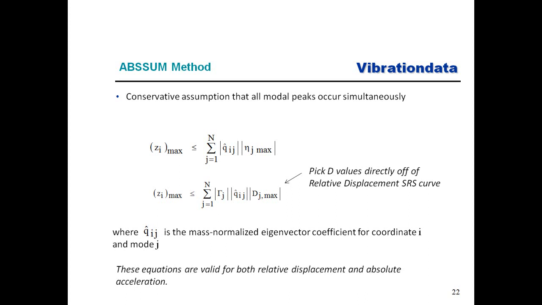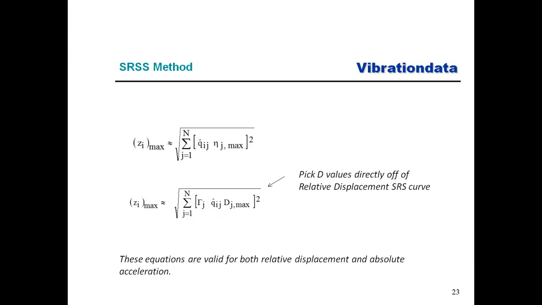Now, I'm only showing these equations for relative displacement, but the same set of equations would apply for absolute acceleration. It's really the same pattern, so I'll let you imagine that. Instead of the relative displacement SRS value, we would have the absolute acceleration SRS values at the corresponding natural frequencies. And then this Z sub I would be x double dot sub I, meaning the absolute acceleration for each of the 2 degrees of freedom. That's all the difference would be. So that's the ABSUM method.